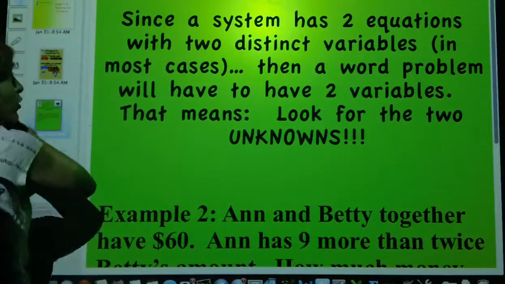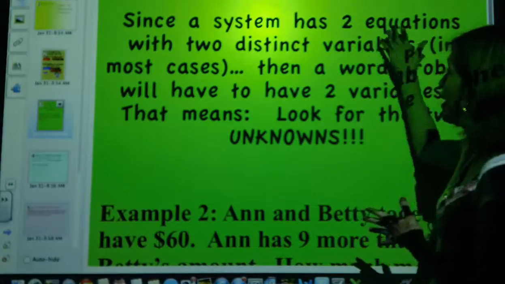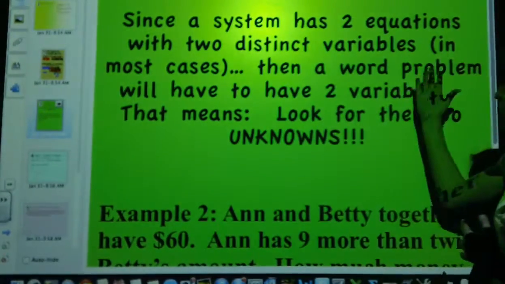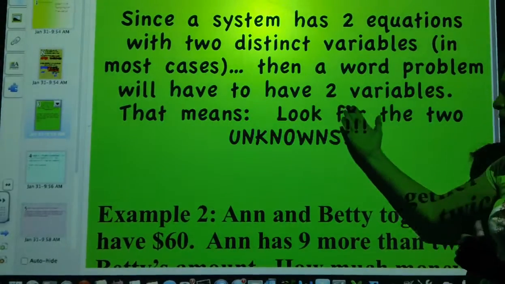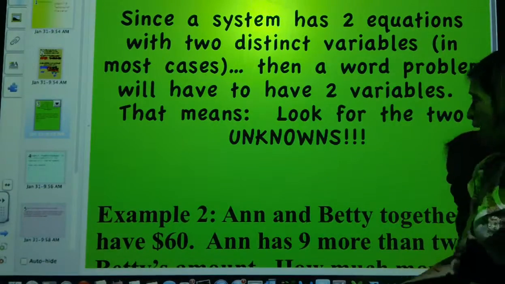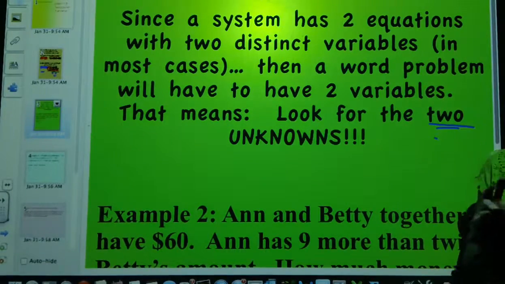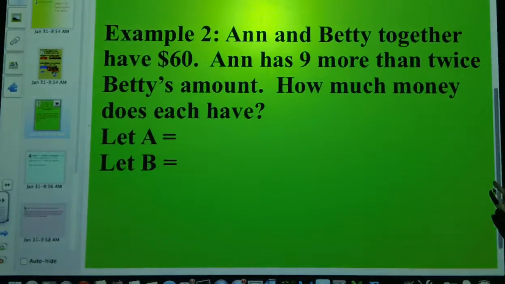Okay? All right, well, let's look at some harder problems, or ones that might look a little bit different to you. Okay, so the first thing that we need to know about a system of equations is that since a system has two equations with two distinct variables in most cases, then a word problem will have to have two variables. That means look for the two unknowns. You have to look for the two unknowns. All right, so let's look at our next example.